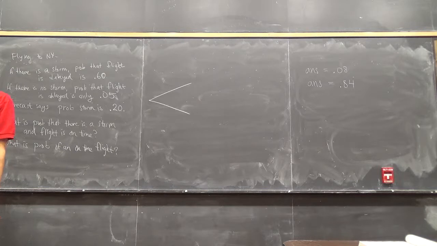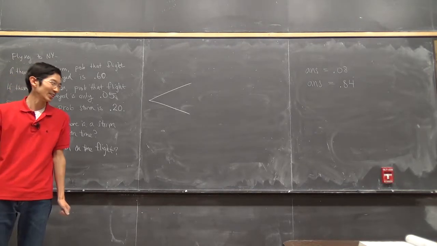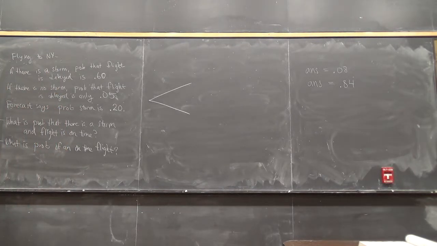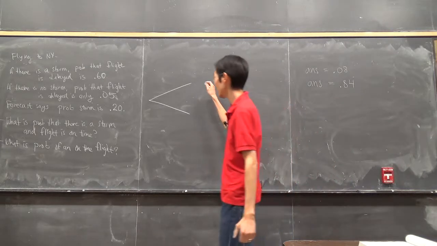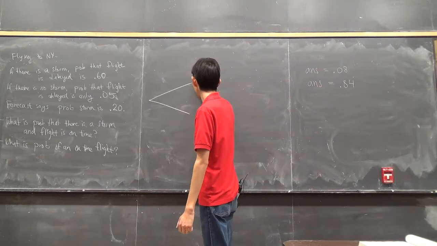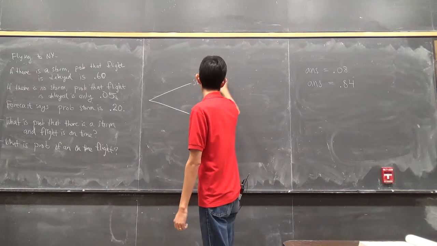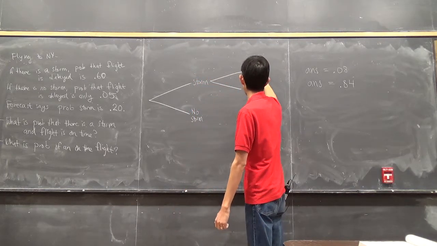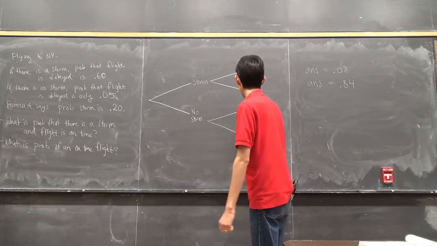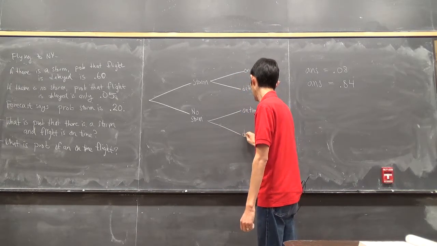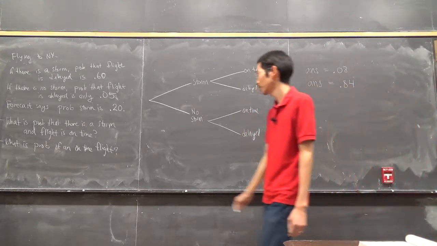How are we doing? Another minute, or are we good? Okay, then we shall go. All right, so first we look at the weather, okay? We either have a storm or no storm. And then either our flight is on time or it's delayed or not on time. So we're simplifying our world into these outcomes.